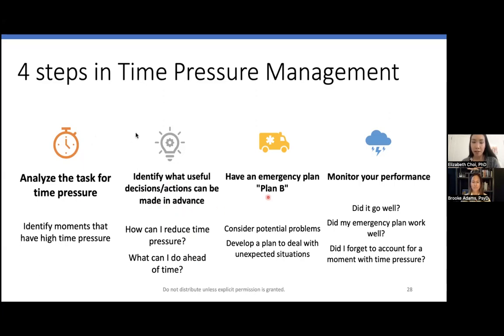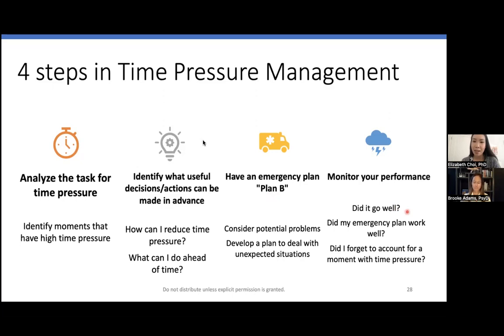Third, step number 3, it's always good to have an emergency plan. So in psychology, we know that increasing predictability of a situation can reduce anxiety. So we want to do that for our brain health as well. We want to consider potential problems that might arise. We want to develop a plan to deal with unexpected situations.